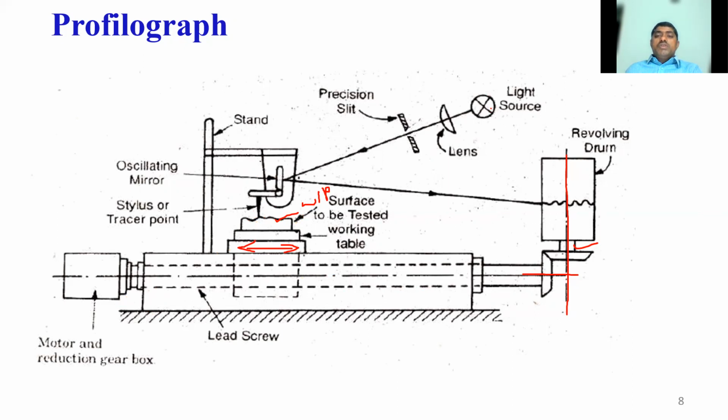When the light source passes through this lens and the precision slit and is projected onto the oscillating mirror, this oscillating mirror image is produced on the revolving drum, which has the sensitized film. Here we will get the image in magnified form on the sensitized film.